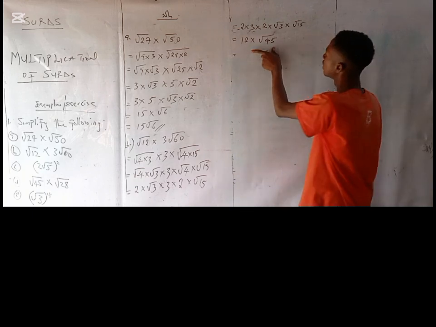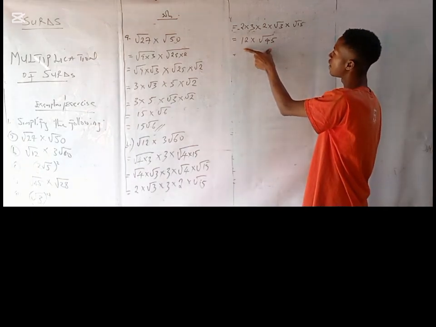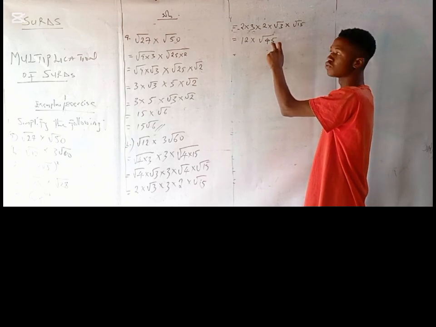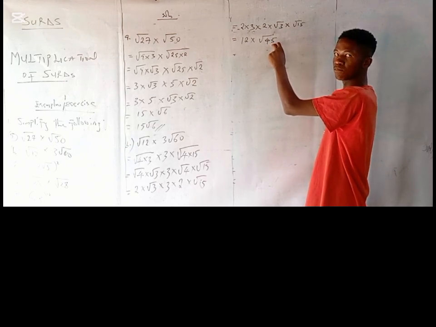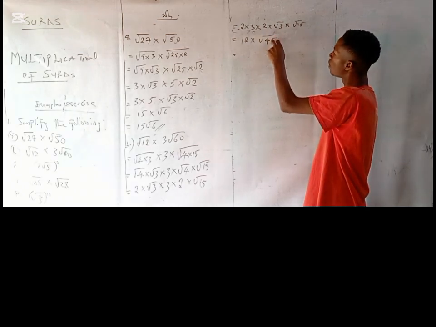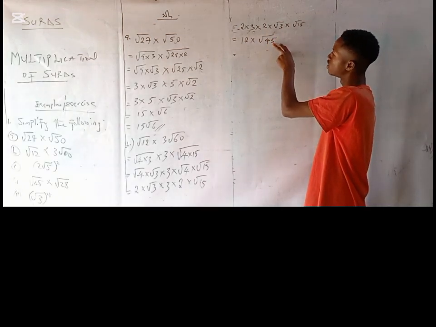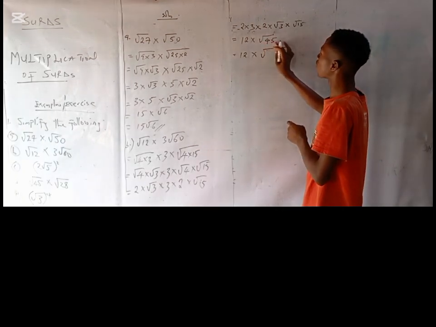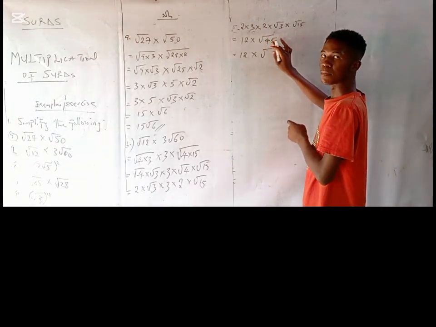Looking at this case, we need to simplify root 45. Are we there? Yes, because there is a perfect square number we can multiply to give this. So we now say 12 times what? Two numbers you multiply that give us 45, and one is a perfect square.